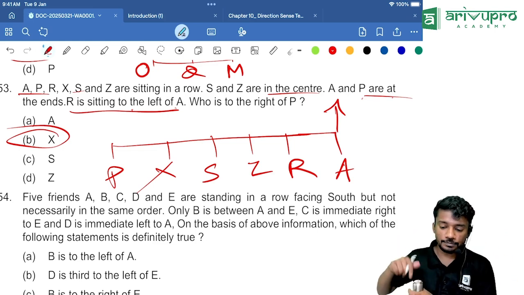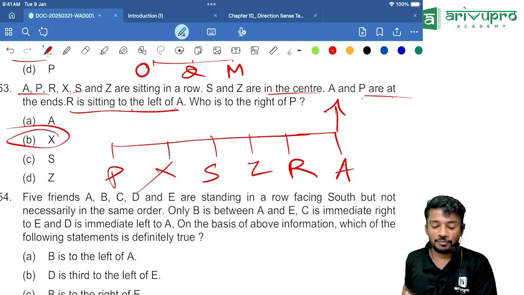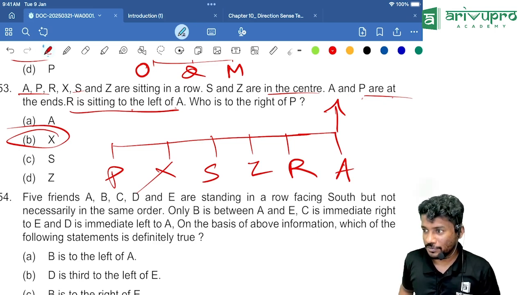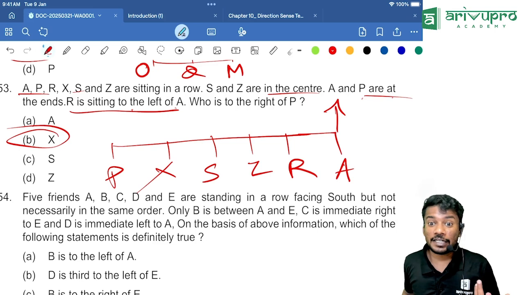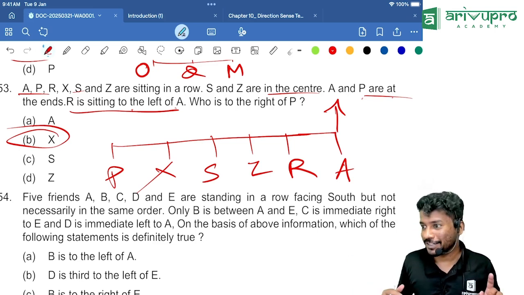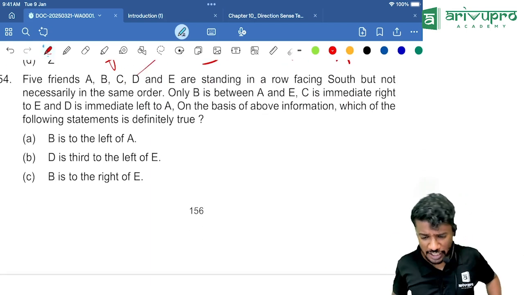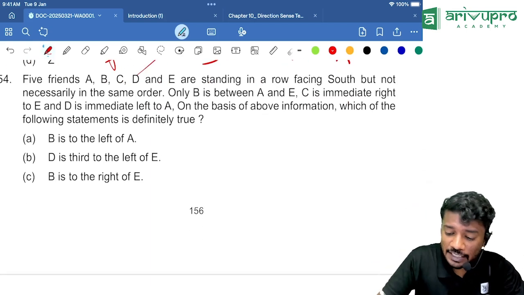They didn't ask a question. If they asked, who is sitting left of S? We cannot confirm that, because SZ or ZS can also be the possibility, right? Yes. Next question. 5 friends A, B, C, D, E are standing in a row facing south.